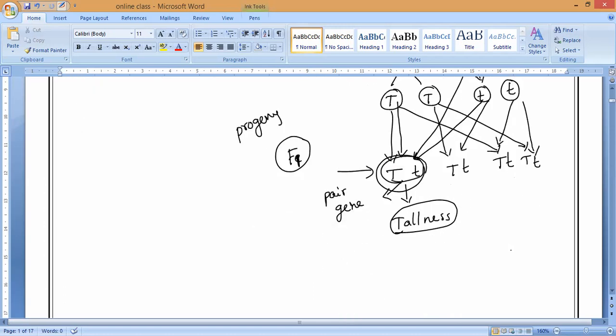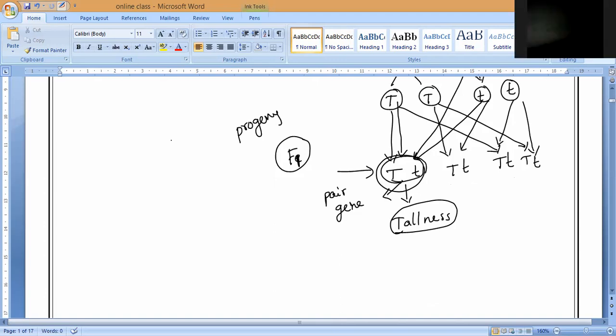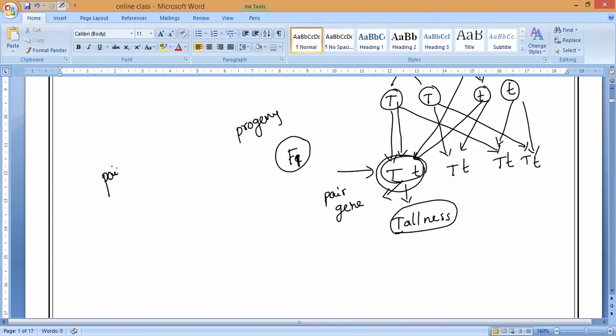Yes, sir. So that is what I am saying. During sexual reproduction, do you understand it? If we take any kind of transmission of a characteristic of any gene or any progeny, a pair of genes will always be present. So any characteristic will be decided by one pair of genes.